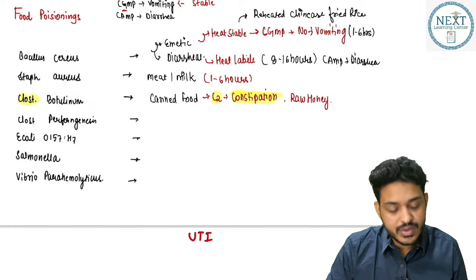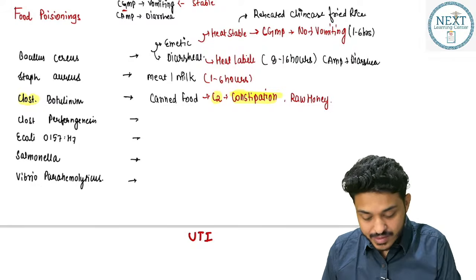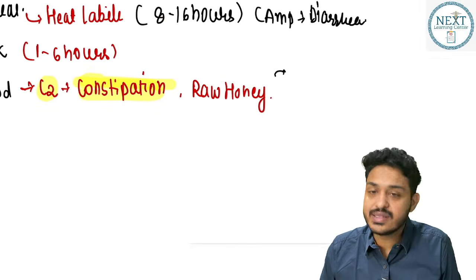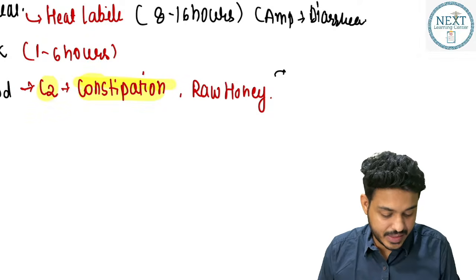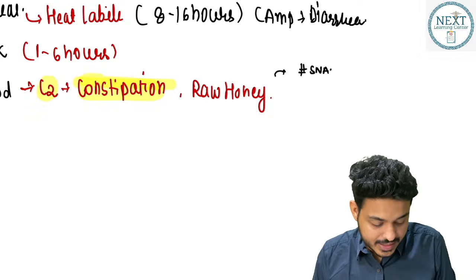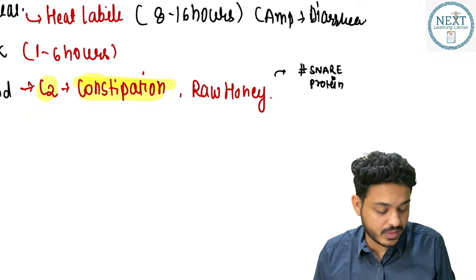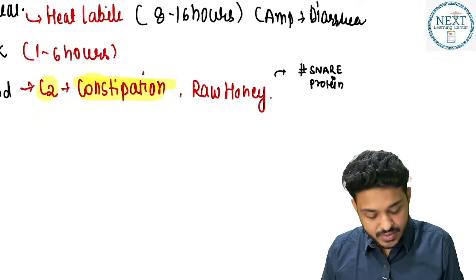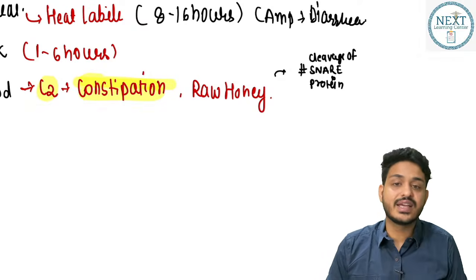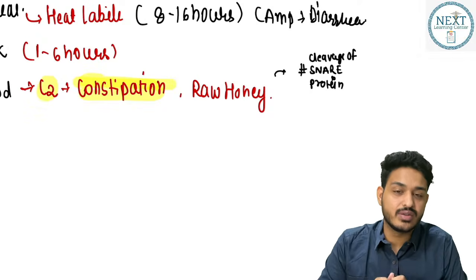What will this Clostridium do? This raw honey will cause what? Let me just give you a brief insight of how they work. They will enter into your cell, inside the neurons, right? And what will happen? They will inhibit the SNARE protein. This is another question: what is the SNARE protein useful for? They will inhibit the cleavage of SNARE protein. The SNARE proteins are responsible for exocytosis.